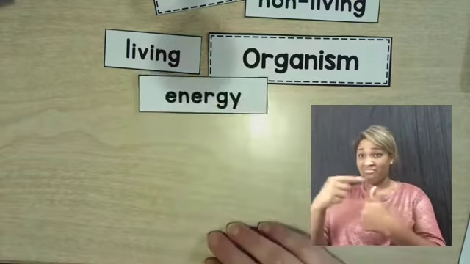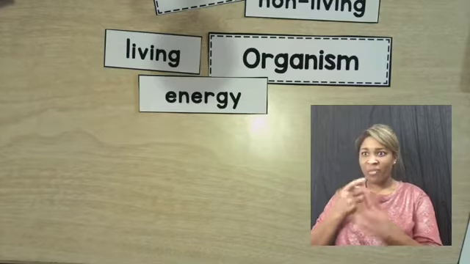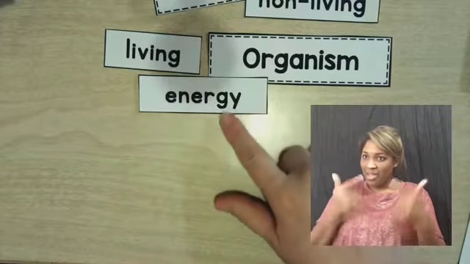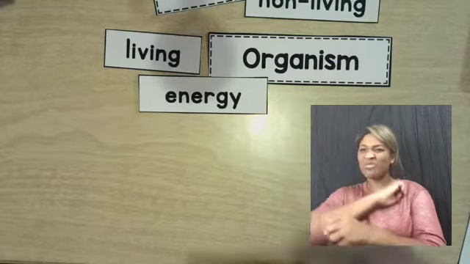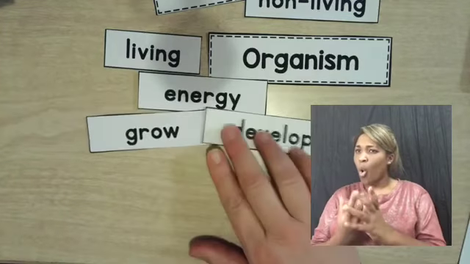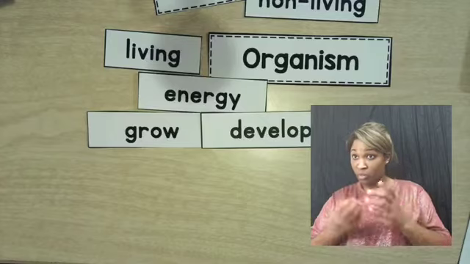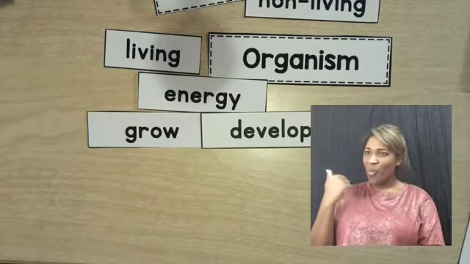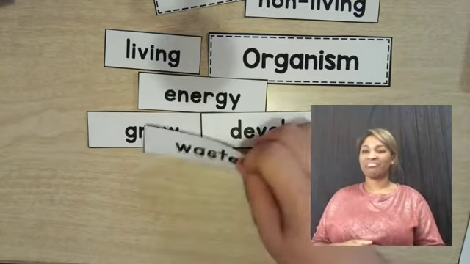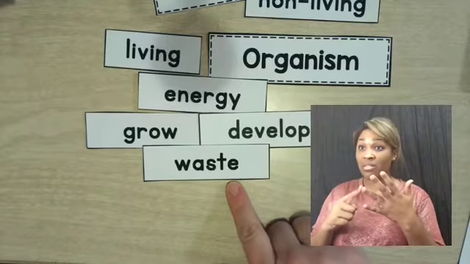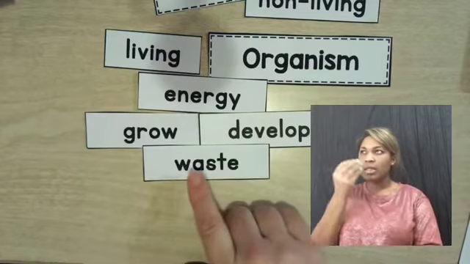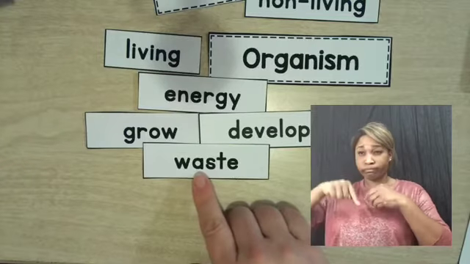It gets energy from food. Same as you. You are a living organism and you get energy from food. A living thing can grow and develop. Do people grow and develop? Yes, they were babies, and then they grow up, and then they become adults. They become older. Living things get rid of waste. That means that they go to the bathroom. You got to think, if they're eating to get energy, then the food goes through them, and that is called waste.